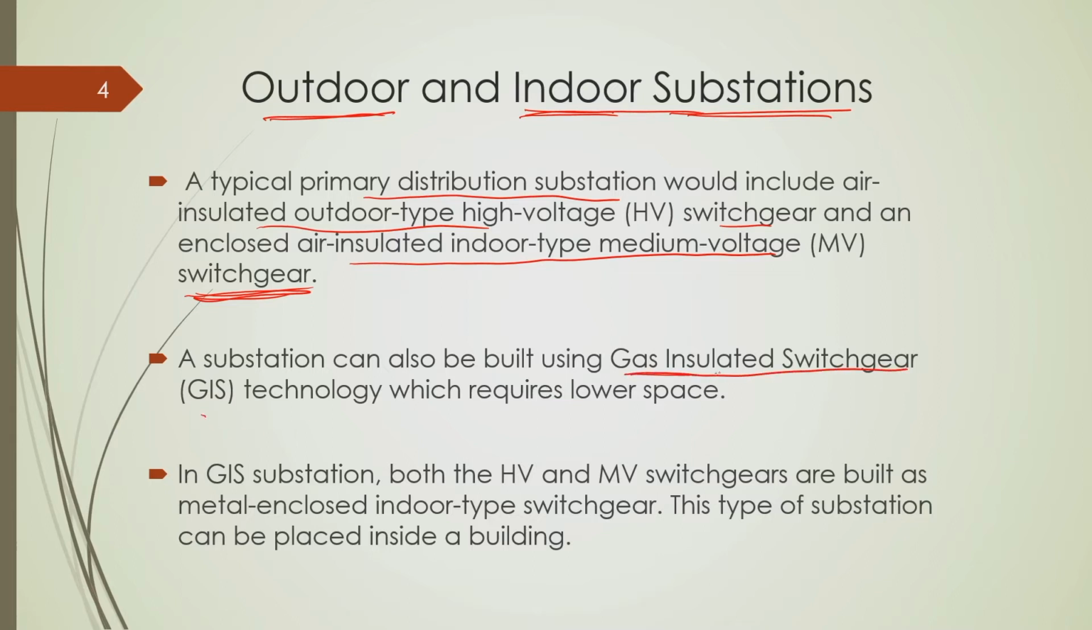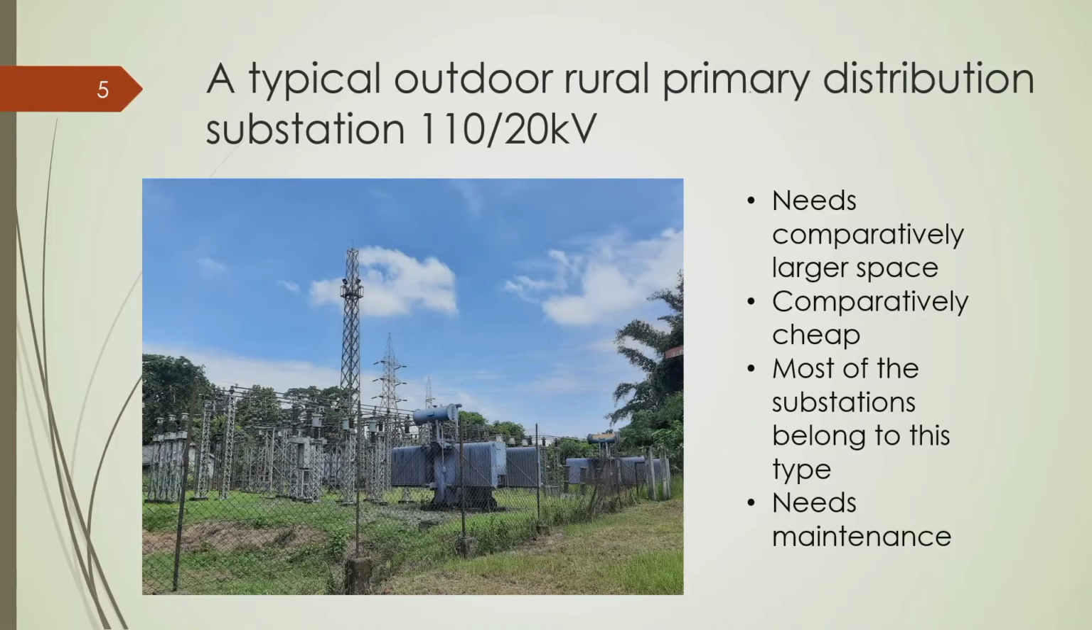They use gas insulated or GIS technology, which also requires less space. They are very compact, and that is why this GIS substation can be installed inside a building, and they are normally used in hugely populated or densely populated metropolitan cities.